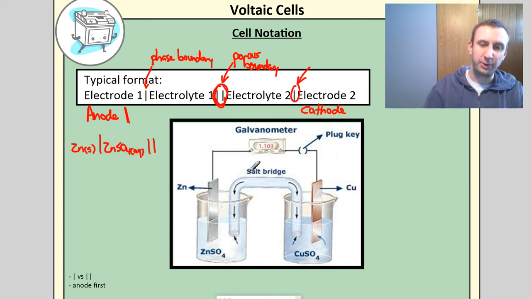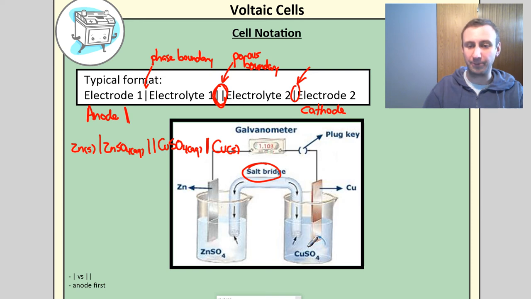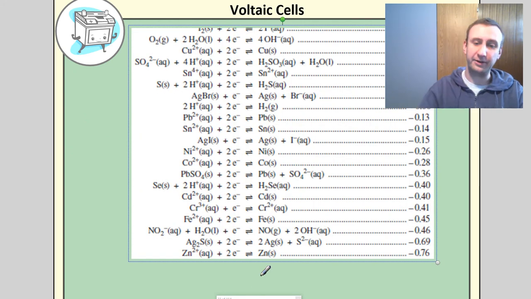I'd have two lines representing the porous boundary of my salt bridge, and then I'd have CuSO4 aqueous, and then finally I'd have a single line and copper. Okay, and that single line represents again a phase boundary because copper and copper 2 sulfate are two different phases, copper 2 sulfate being aqueous and copper being a solid. So why is this the way it is?